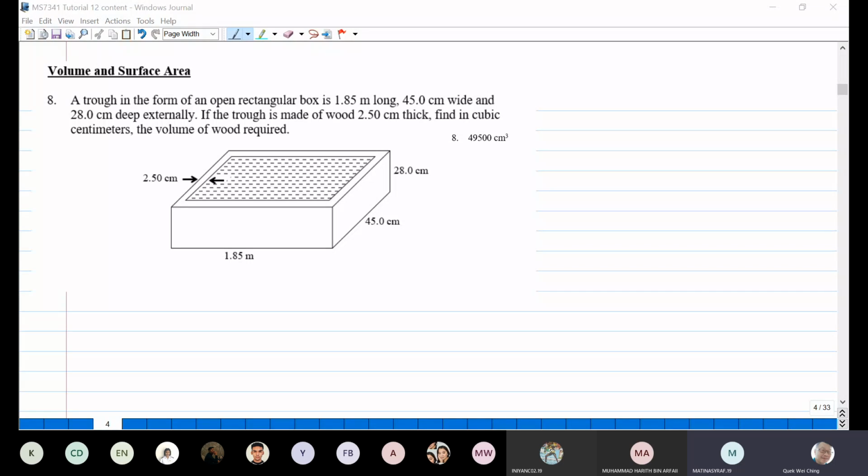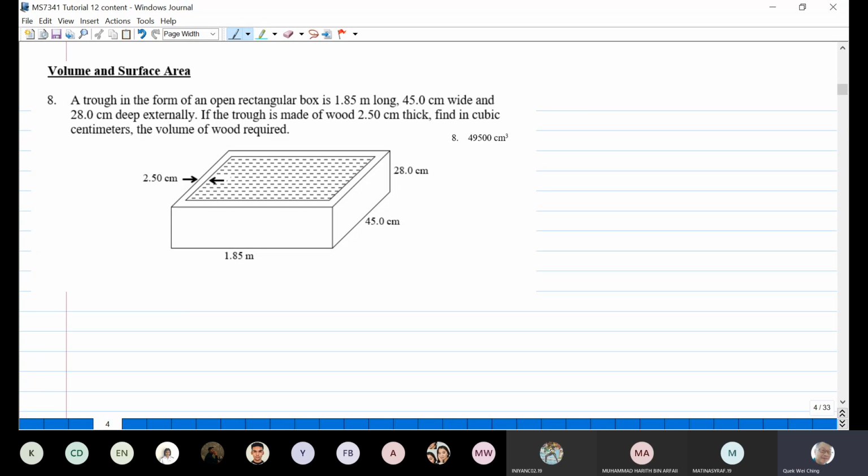All right. So we will start from question 8. Okay, question 8 here. Let's look at question 8. What is this? This is about volume and surface area of a 3D figure, right? Three-dimensional object now.